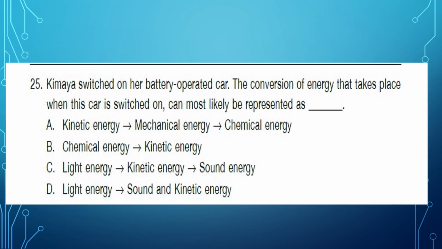Question number 25. Kimaya switched on her battery operated car. The conversion of energy that takes place when the car is switched on can most likely be represented as dash. Option A, kinetic energy to mechanical energy to chemical energy. Option B, chemical energy to kinetic energy. Option C, light energy to kinetic energy to sound energy. Option D, light energy, sound and kinetic energy. And the answer is option B, chemical energy to kinetic energy.